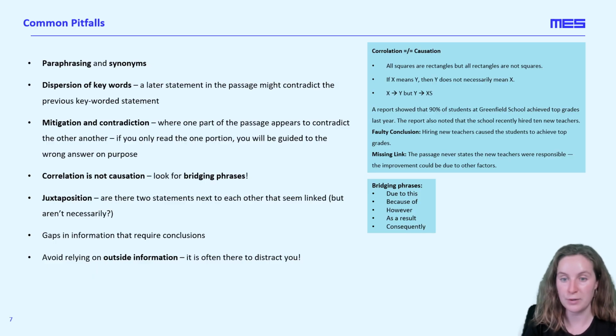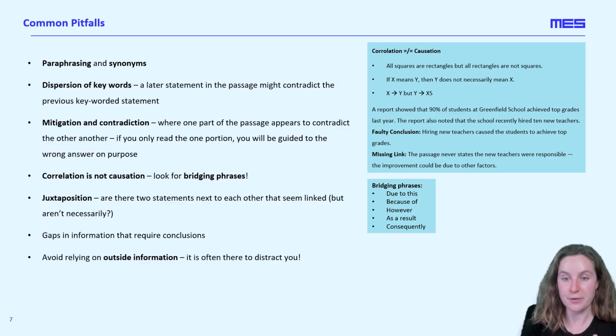This can also be rephrased, particularly for maths proofs, as if x means y, then y does not necessarily mean x. So this relationship is not purely symbiotic. It's not if one, then the other, and if the other, then one. Okay?